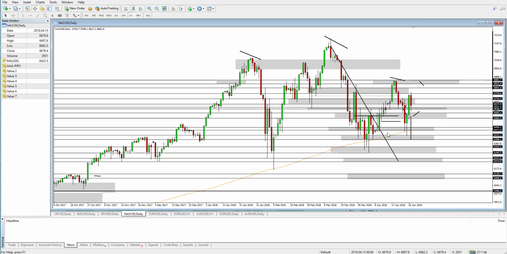So what I'm going to do, pause the video, take you through a couple of things on this market and then we'll look at these zones for the week ahead.